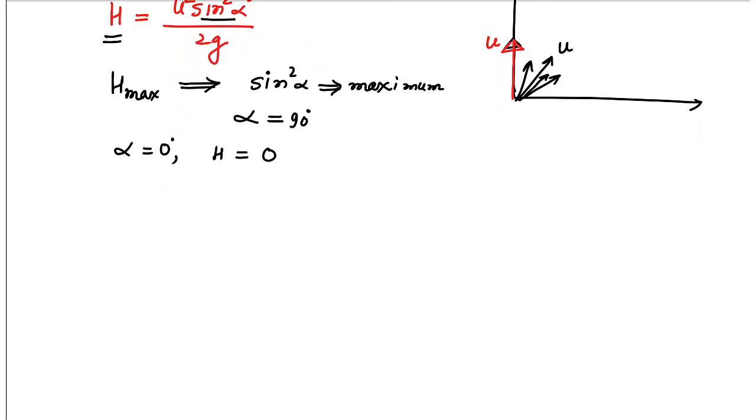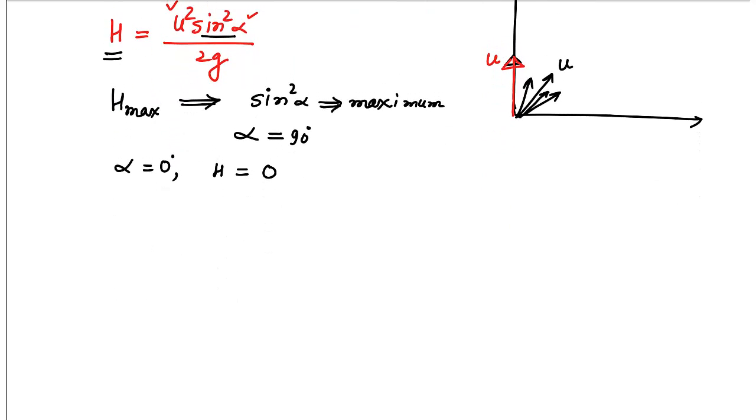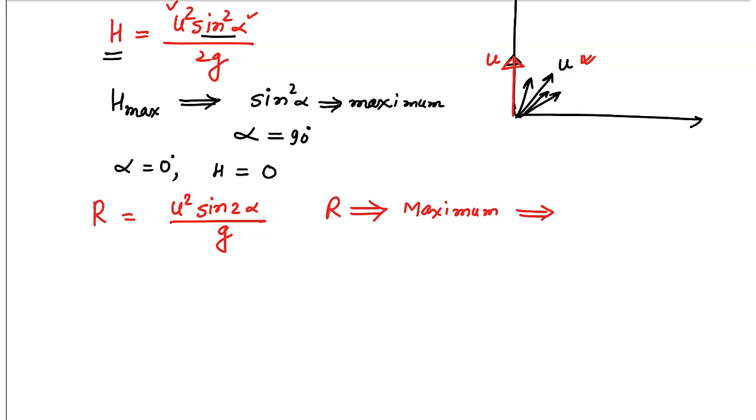Now the next question is when the range will be maximum. So we have the expression for range. Range is nothing but u square sine 2 alpha divided by g. Now when will this range be maximum? If I want my range to be maximum, this means u is given, u is fixed. I can only change the angle. This is possible only if sine 2 alpha is maximum.